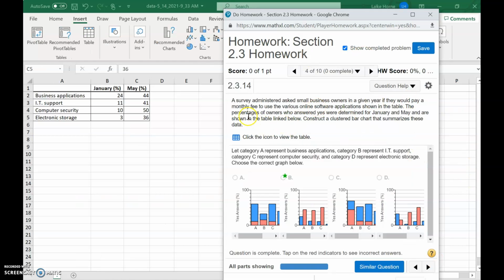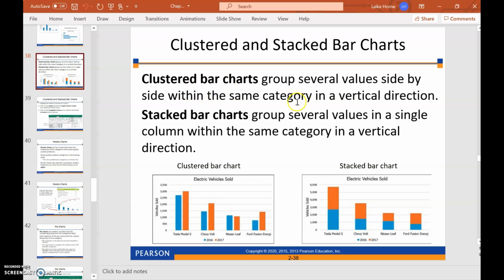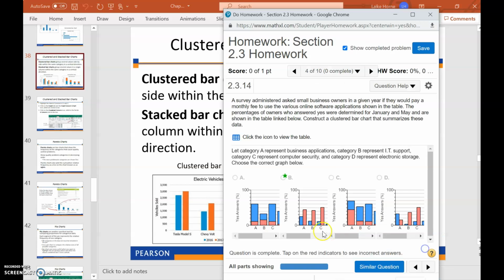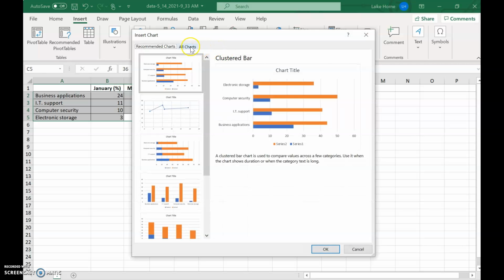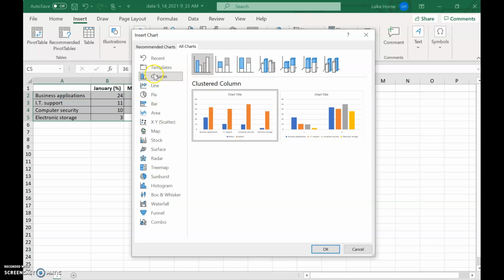Okay, and then on this problem, it's given us some information about owners. And the percentage of owners that answered yes was determined for January and May and are shown in the table below. And it wants us to construct a clustered bar chart. Well, first of all, a clustered bar chart is side by side, okay, vertically. And then you have a stacked bar chart. Well, we want a clustered, so we can go ahead and eliminate the answer choice A and C because they are stacked. Now, as far as clustered, if you open it in Excel and highlight it and go to Insert Charts, go to All Charts, and then you should be in Column, and you want a clustered column.